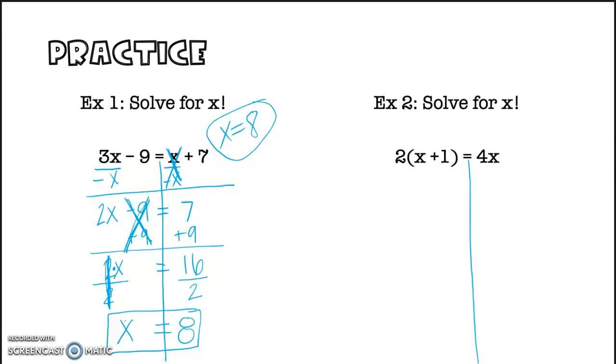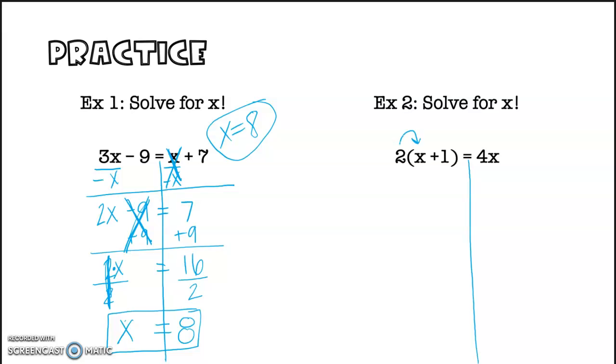Sometimes with these equations, I always write my answer at the top and circle it just so it's away from all my work in case something got messy. And then example 2, we're going to solve for x again. But this time, we're going to tie back in some stuff from simplifying expressions. We need to simplify this, distribute that 2 before we can do anything about solving for x.